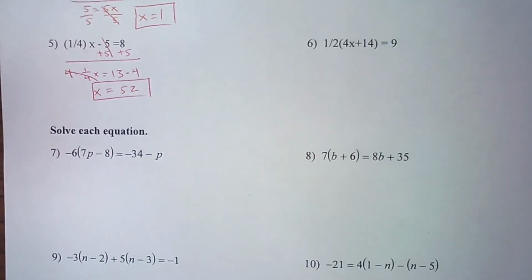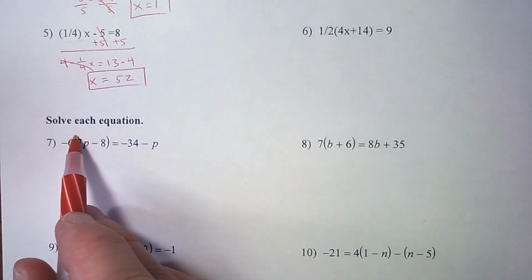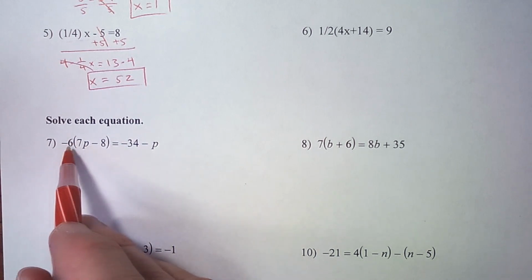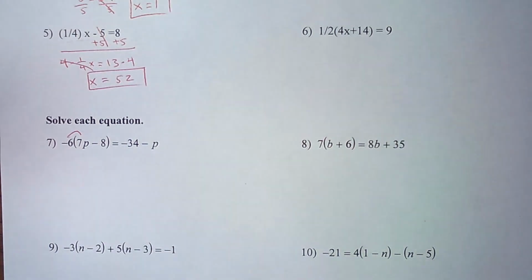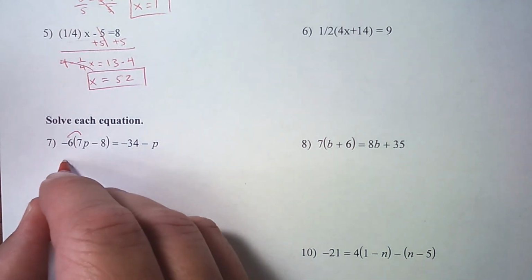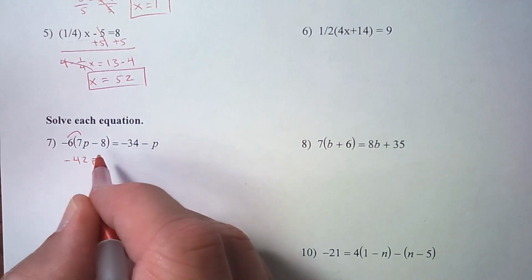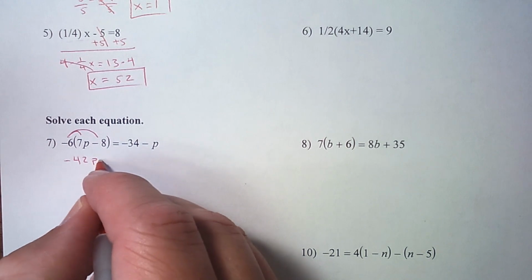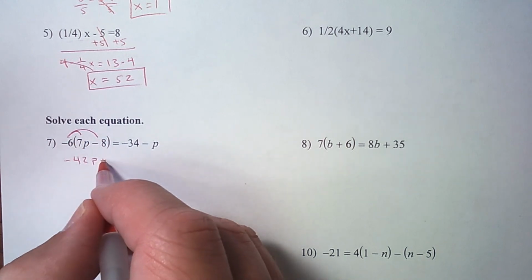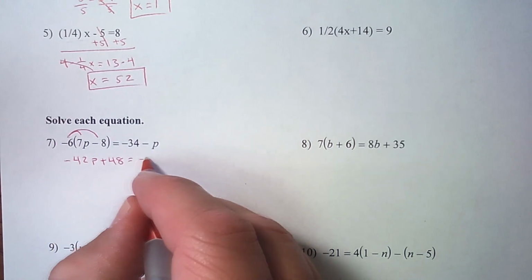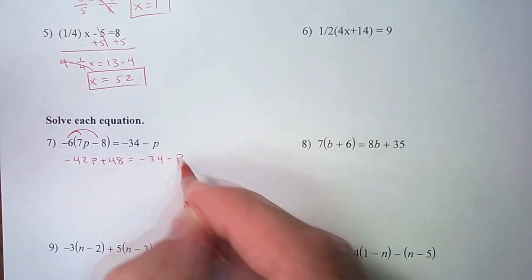Okay, now number 7. We've got some parentheses, and I want to take care of those parentheses first by distributing that negative 6. Negative 6 times 7p, that is negative 42p. And then negative 6 times negative 8, that's positive. Negative times negative is positive. 6 times 8 is 48. Equals negative 34 minus p.